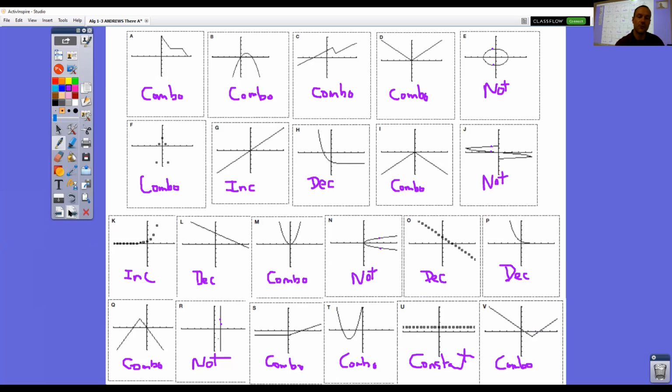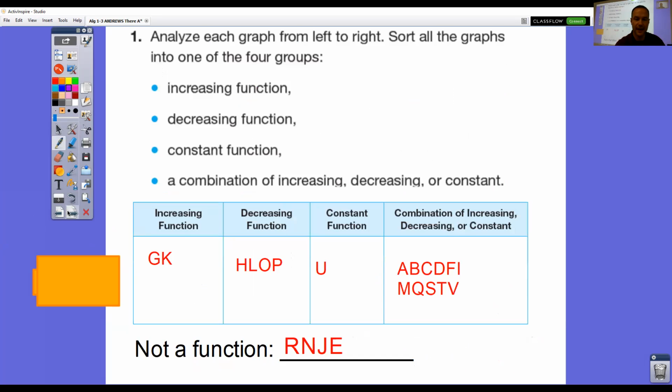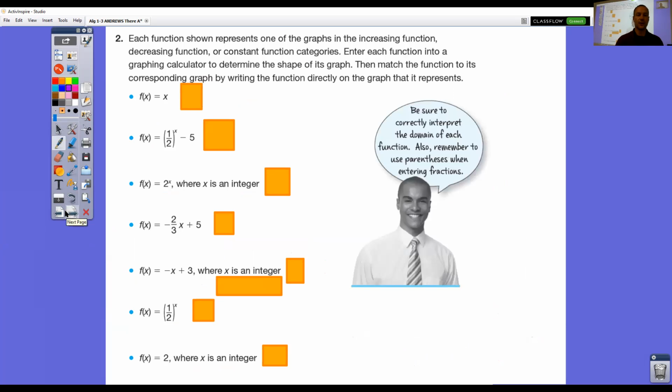So you can pause the video if you want and look at those. I also have the answers right here, sort of sorted out. So number 2, each function shown represents one graph in the increasing function, decreasing function, or constant. Each function, so we're going to enter these and see what they look like, see how to graph them.